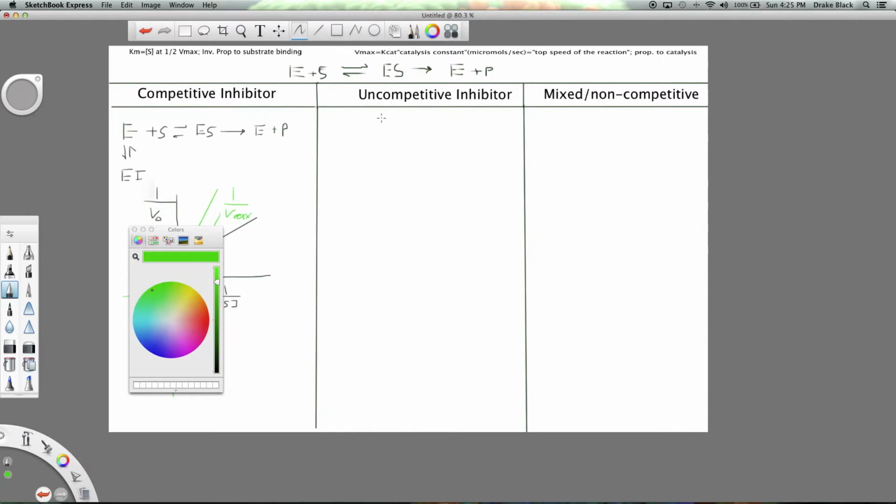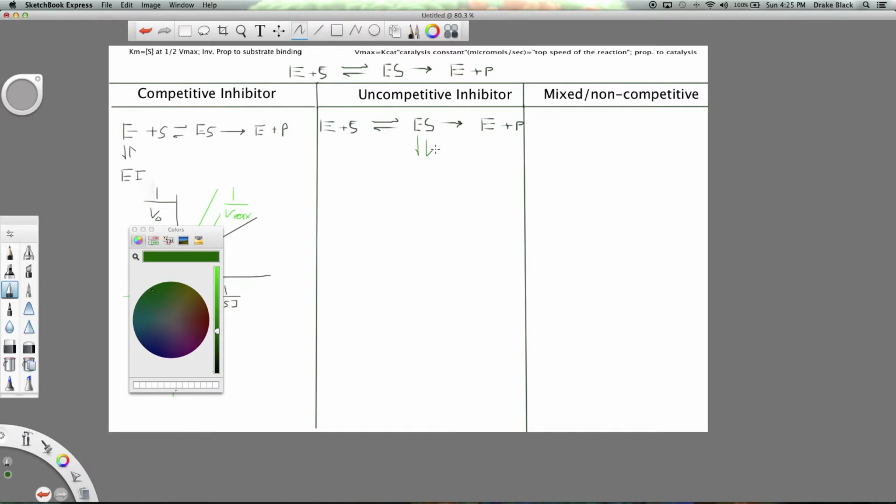Now for the uncompetitive inhibitor, we'll have the same thing right there, and then paste. Awesome. Alright, so we have the same equation without an inhibitor, but for an uncompetitive inhibitor, the inhibition actually happens at the enzyme substrate complex. So that's going to go boom, boom.